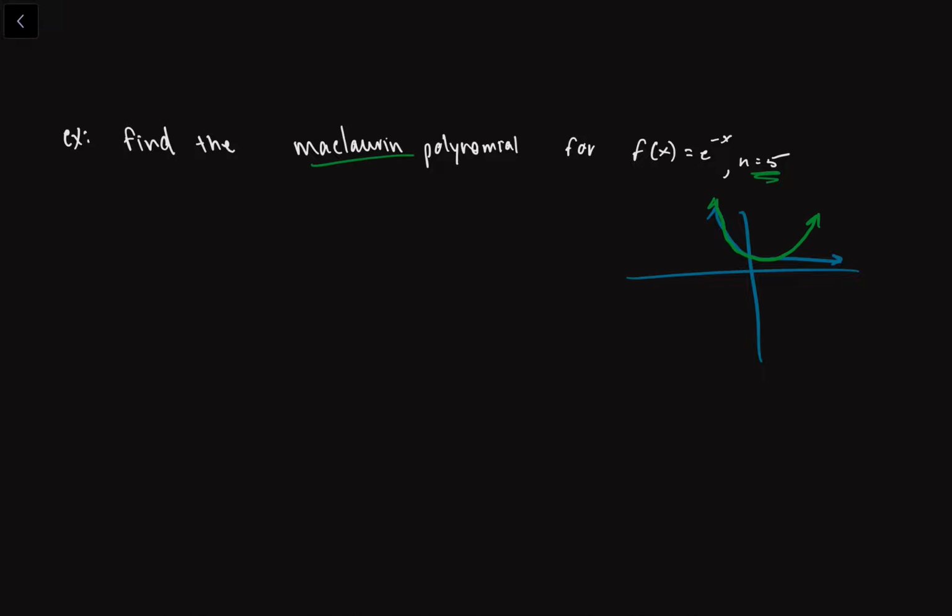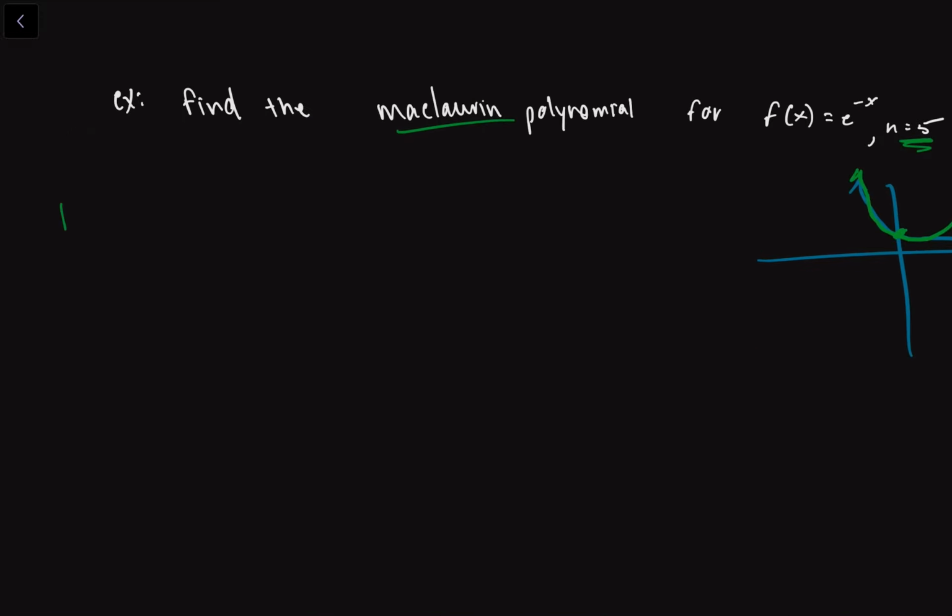Since it is a Maclaurin polynomial, it is centered about 0, so it's going to be most accurate near x equals 0. So let's see if we can remember the form. P sub 5 of x will equal f of 0 plus f prime of 0 times x plus f double prime of 0 times x squared plus f triple prime of 0 times x cubed. This one's divided by 2 factorial. This one's divided by 3 factorial.